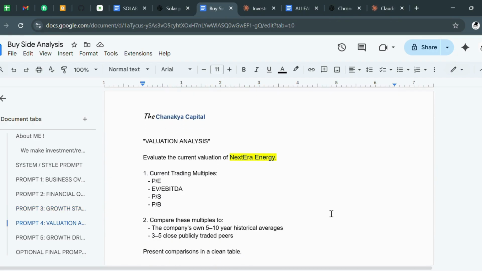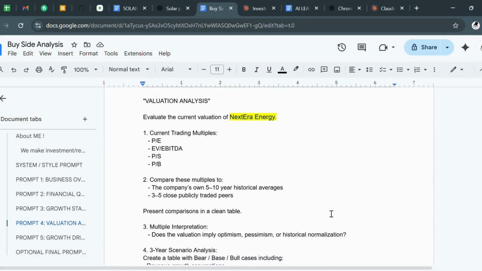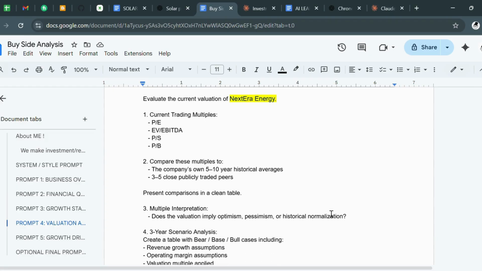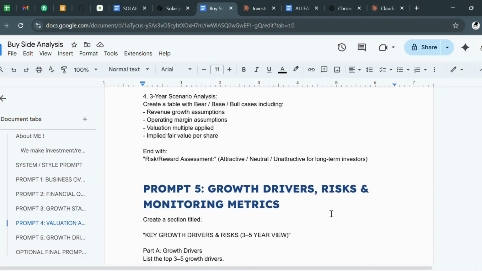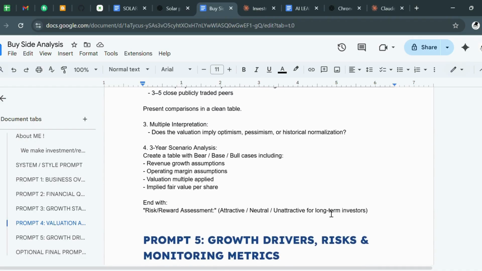the final decision. All the trading multiples, PE, EV to EBITDA, PS, PB, and the company's own 5 to 10 year historical averages. That will be really helpful. Then multiple interpretation, 3-year scenario analysis. I'm not reading everything, it will be boring.